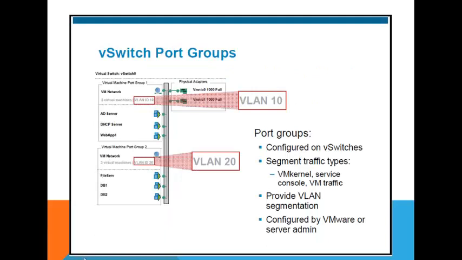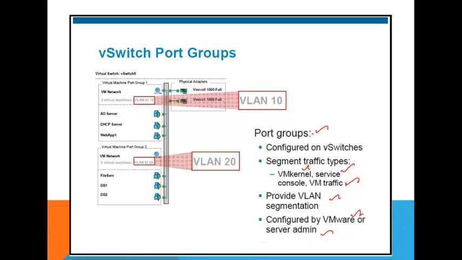Now, with the help of port groups, we configure the virtual switches, and port groups help to keep the traffic separate. Traffic coming from the kernel, traffic coming from the VMs, traffic that is for management purposes, all these are kept separate with the help of VLANs. That's what we know. Now, where will you apply the VLAN? We apply the VLAN on a port group. So with the help of port groups only, we can put different traffic on different VLANs, and this is done by a VM administrator or a server administrator.